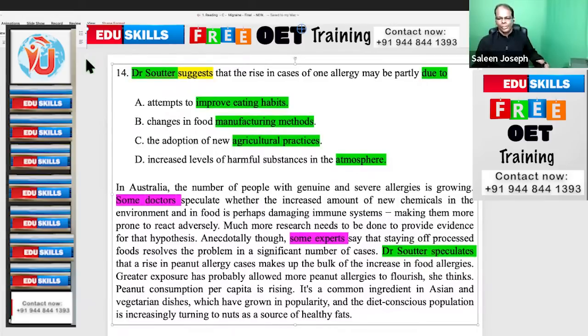Any idea? Since I have taught this several times, so many of these types, I have highlighted some in red without your permission. The question is, Dr. Soter suggests. The first part speaks about some doctors. The next part speaks about some experts. The following part speaks about Dr. Soter. So where do you have to immediately go? After the name of Dr. Soter. Again, some experts are plural, some doctors are plural, but Dr. Soter is singular. Now, any idea here? You can go once again and read this portion after Soter by yourself.